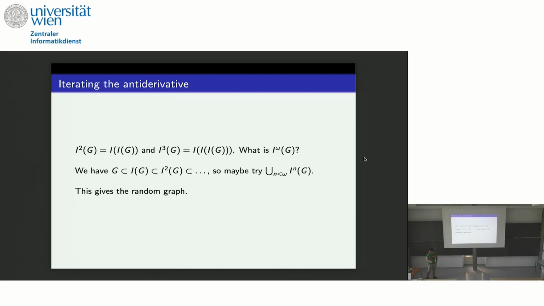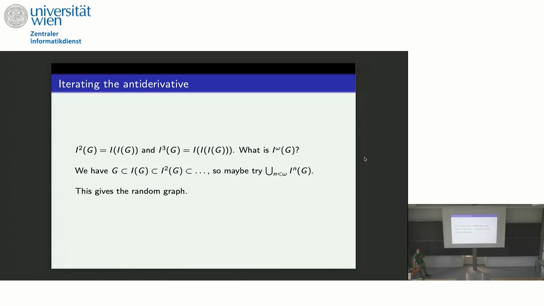How do we iterate this? So one guess would be to say, okay, I know how to do it twice. I just do it and then do it again, or 3 times. But how do I do it omega many times? Well, you might notice that each one's a superstructure. The graph is inside the integral, inside the double integral, etc. You might just think, take unions at limits. The problem is this gives you the random graph.